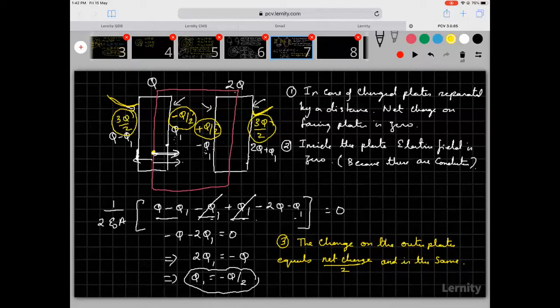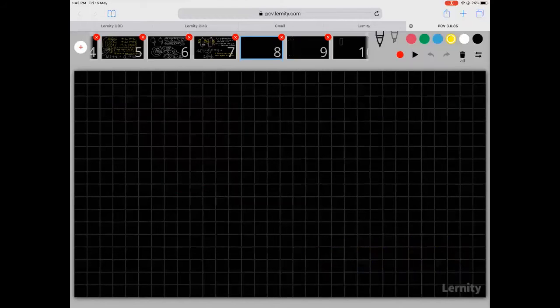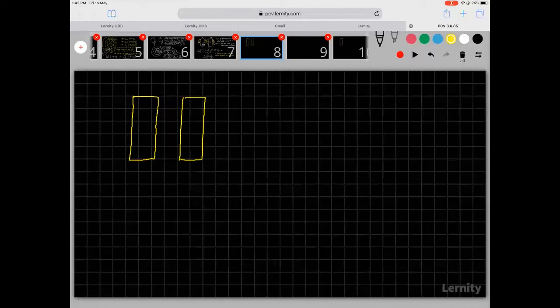Okay, so this is what it is, right? So if you are able to get it, we will move on. Now there are 3 plates. There is one plate here, one plate here, and another plate here. Suppose this plate has 3q charge, this plate has minus 2q charge, and this plate has q charge.